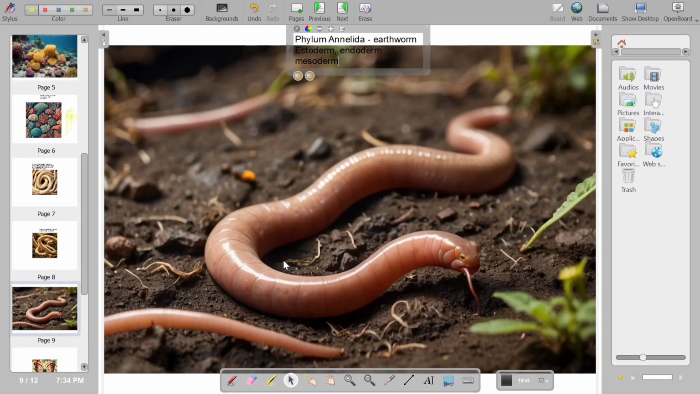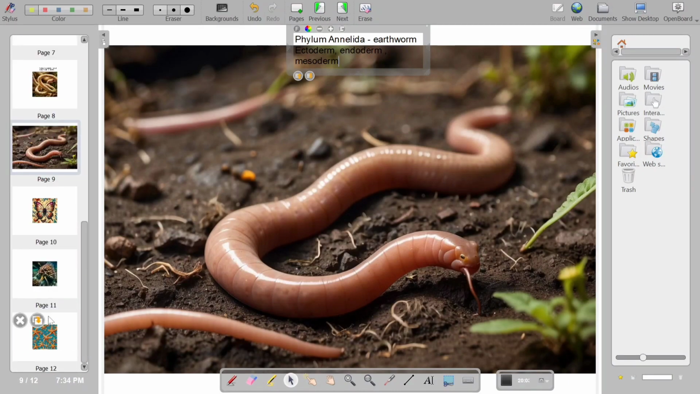These are hermaphrodite as well as bisexual in nature, bisexual and unisexual in nature. These are segmented in nature. These animals have very nice segments. We can visualize these segments in this picture.